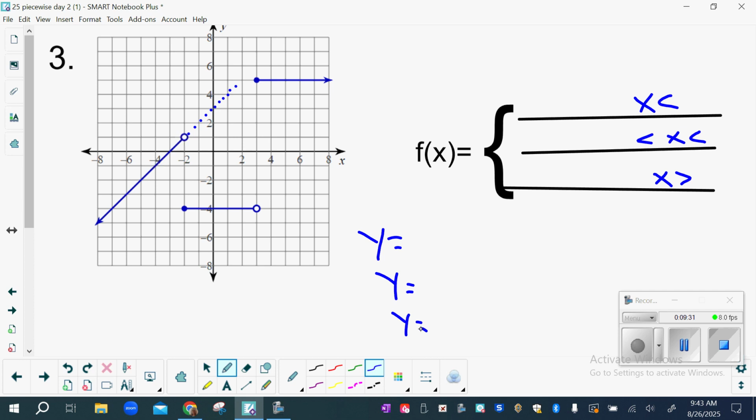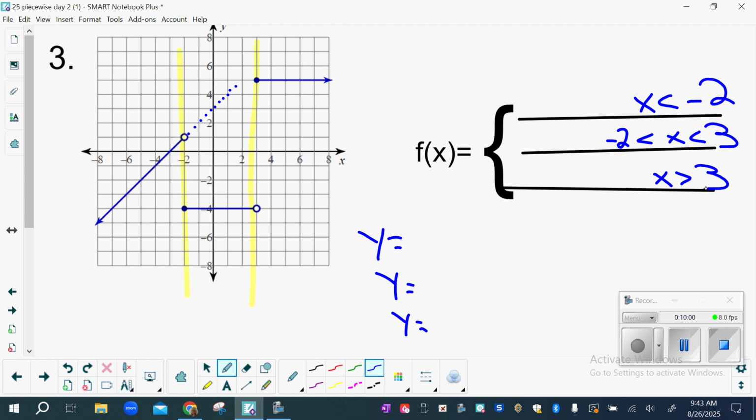Good. Okay, here we go. The trick is not the barriers. We can do the barriers pretty easy. I got a barrier right here at -2, right? So I got this as -2 to 3 right here. And then finally, x is bigger than 3.